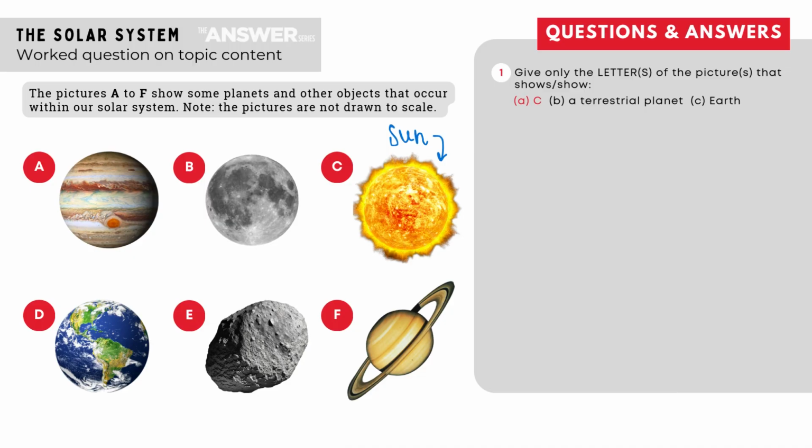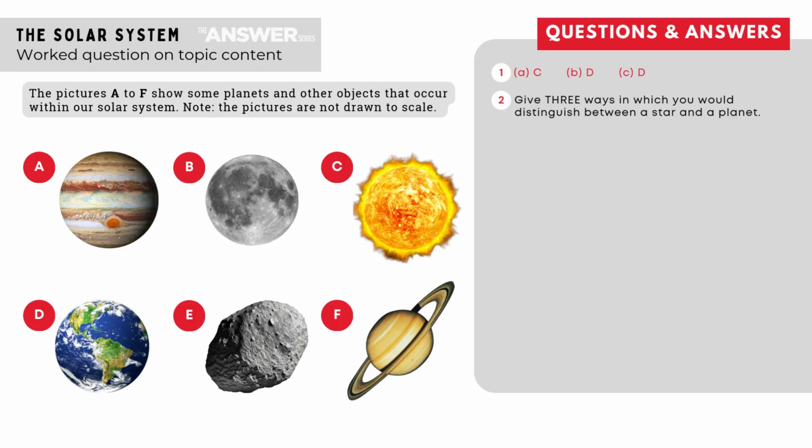Terrestrial planets are the first 4 planets closest to the Sun: Mercury, Venus, Earth, and Mars. Of those, the one that is most obviously a terrestrial planet shown here is Earth, which has that solid surface, making it a terrestrial planet, and that is therefore D. Question C asks us to identify the picture that shows the Earth, and that's an easy one because we know that that one shows us home, also number D.